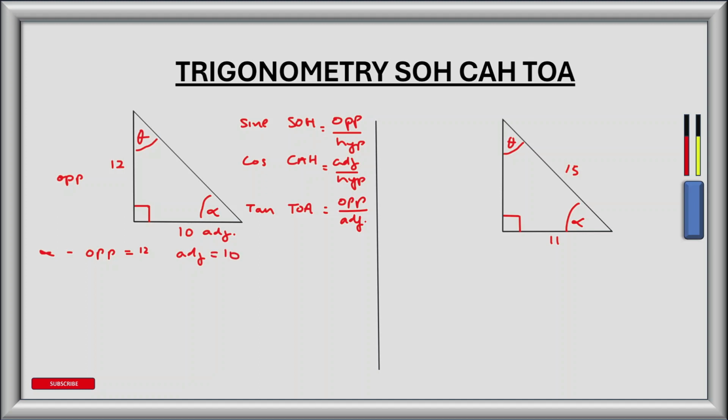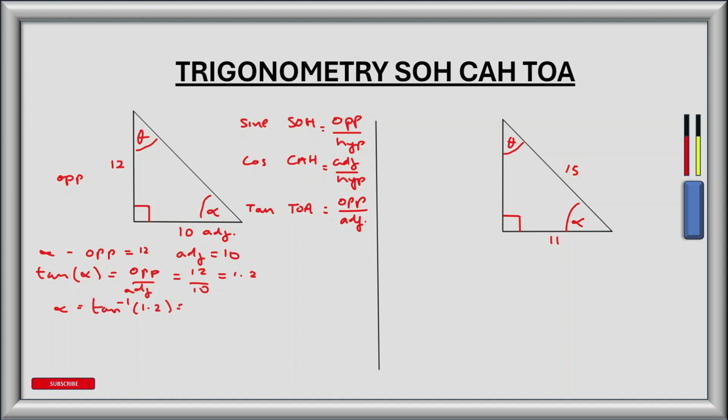So if we use our memory aid and look at what involves opposite and adjacent, tan of alpha is equal to the opposite side divided by the adjacent side. And we know the opposite side, it's 12, and we know the adjacent side, which is 10. 12 divided by 10 is 1.2. The tan of alpha is equal to 1.2. So now how do we calculate alpha? Alpha is equal to the inverse tan of 1.2.